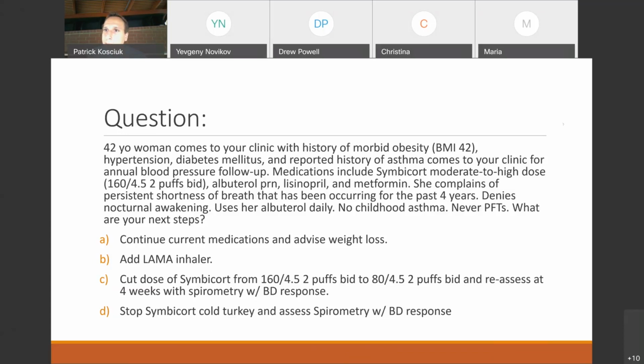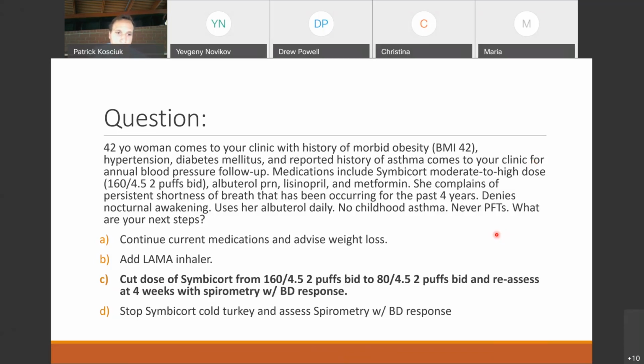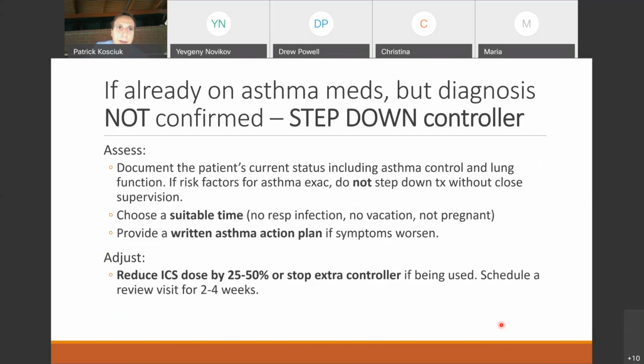All right, that's been a minute. So I'm going to close this. All right, and so our answer to the question is to cut the dose of Symbicort in half and to reassess with the spirometry. Again, if you're really worried about these patients, sometimes you have to take it a little bit slowly and really figure out these diagnoses.